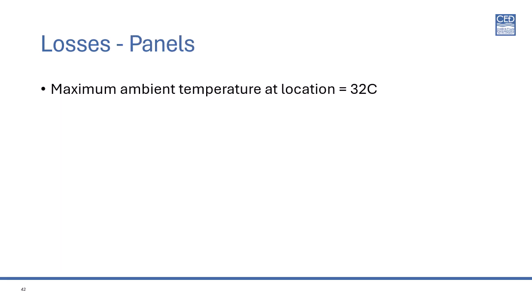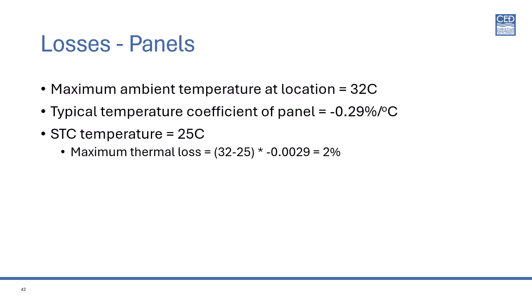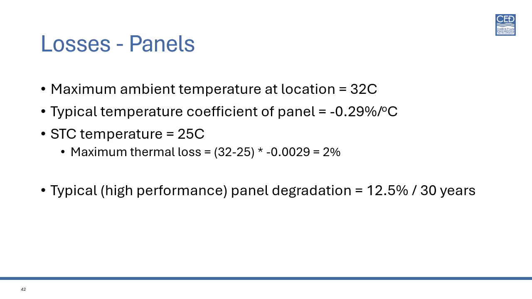Now we'll look at the panels themselves. We determined the maximum ambient temperature at this particular site is 32 Celsius, and the typical temperature coefficient of a panel is around minus 0.29% for every degree of change in temperature. The standard temperature for specifying a panel is 25 Celsius, so the maximum thermal loss is going to be the difference between 32 and 25 multiplied by the temperature coefficient of the panel, which gives us around 2% loss. The panels themselves will have a long-term degradation in output, and for a high-grade panel this is specified over 30 years and could be around 12.5%.